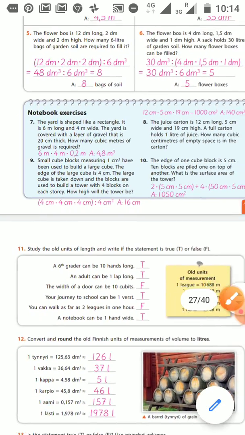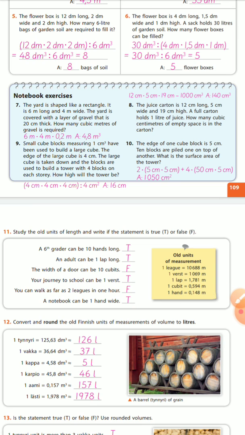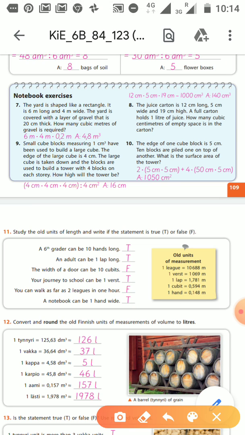The wordy questions here, number 7. A yard's like a rectangle, and the yard is given as 6 meters by 4. Now, what will catch you out here is the gravel bit, because it's talking about it being 20 centimeters, not meters. So you've got to convert that to meters, which is 0.2. So it's 6 times 4 times 0.2, which is 4.8.